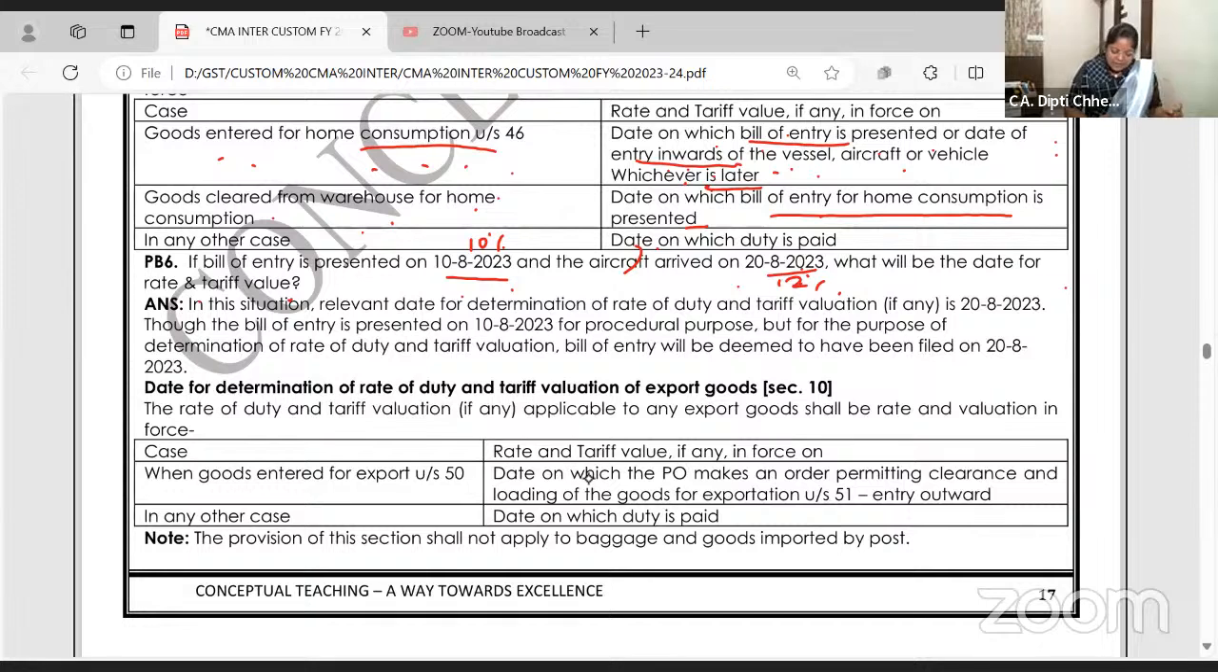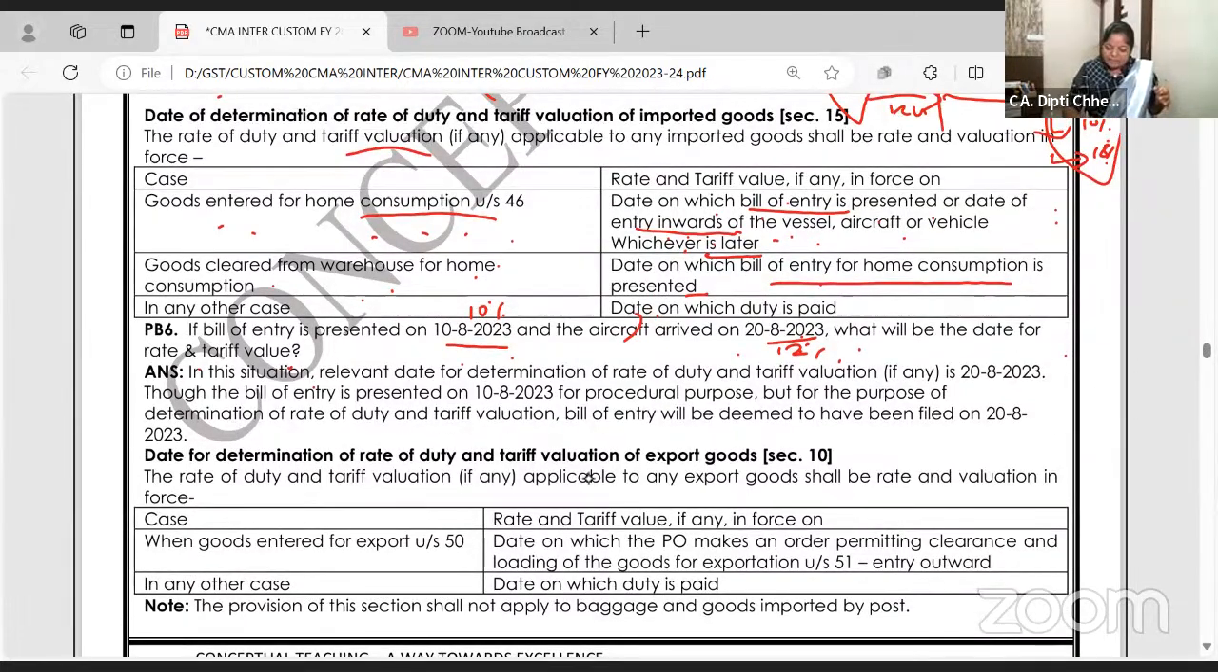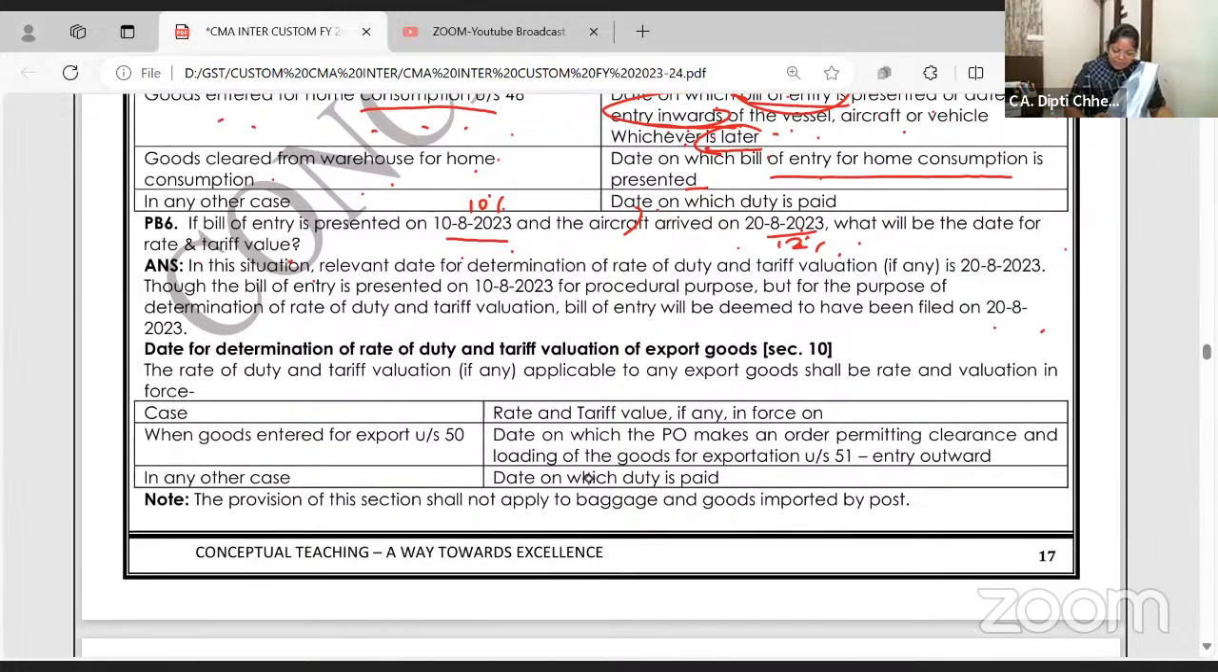In this situation the relevant date for determining the rate will be 28th of August. Bill of entry or entry inward, whichever is later. So entry inward is later. So whatever is the rate on the entry inward date, that you have to take. Clear? Now, date for determining the rate of duty for export. Export-related problems are less asked, but definitely they are asked in MCQs. So, date for determining the rate of duty for export. For export, I have sent the goods to the port.